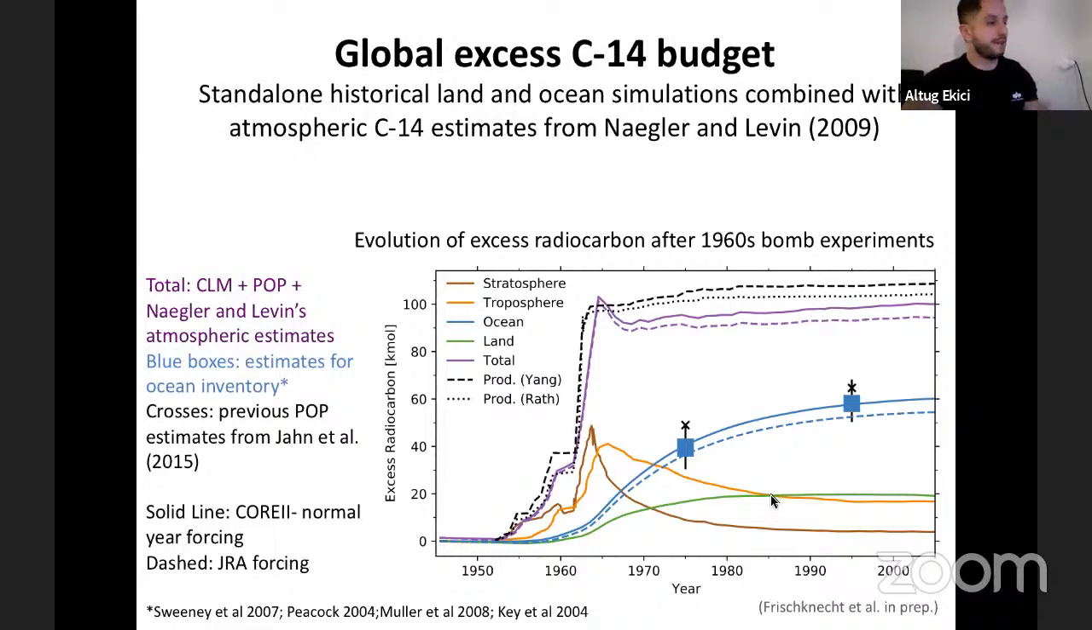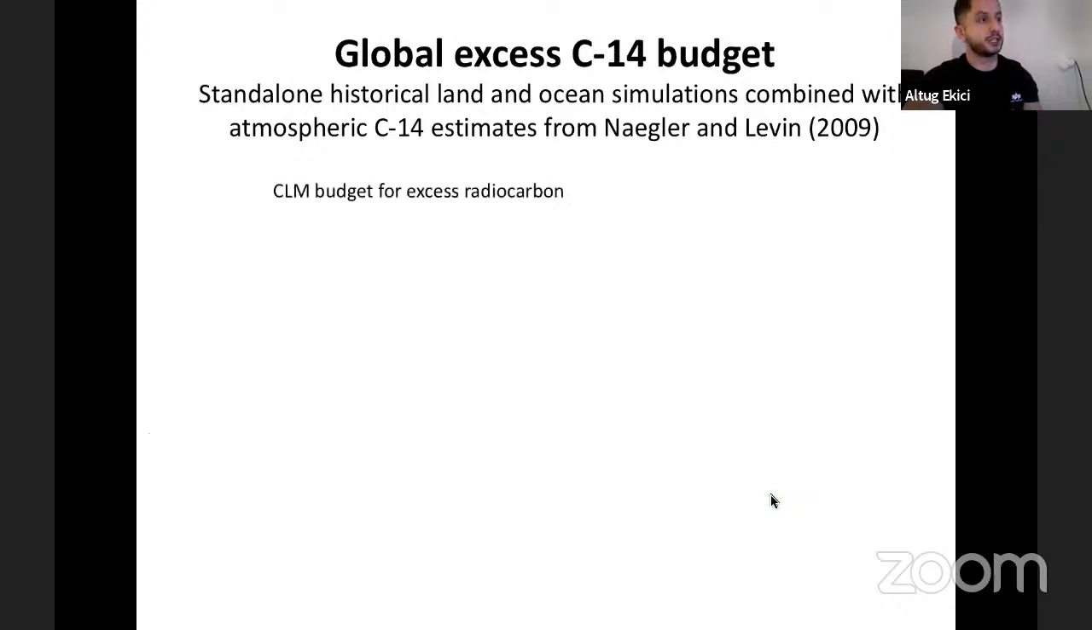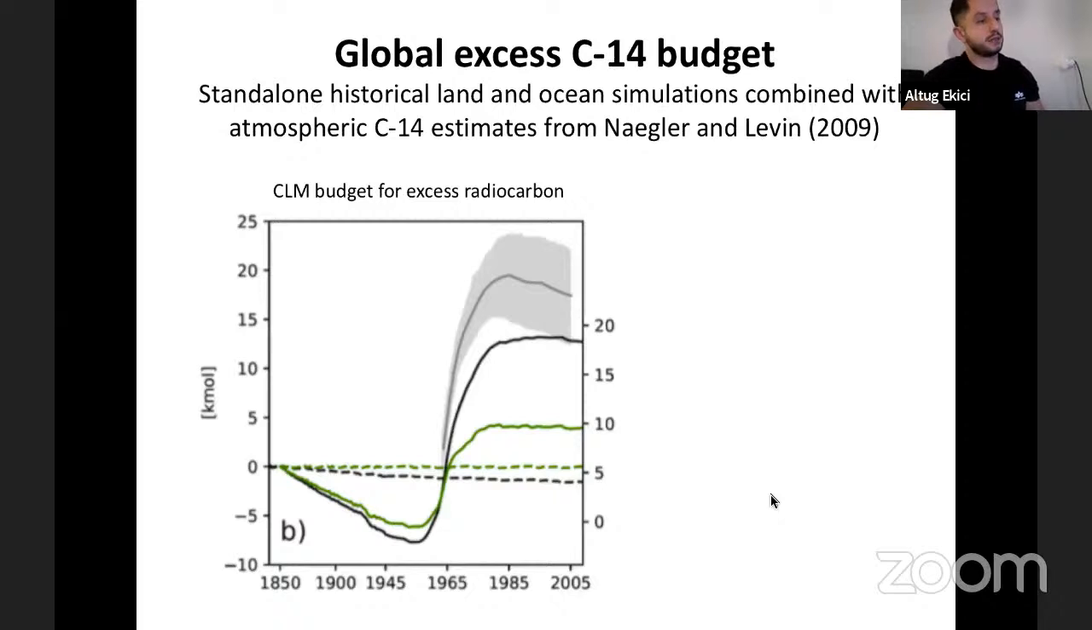For land, I don't have observational data here, but we can show just the CLM offline run. This is from the same study from Tobias Frischknecht. It's another plot. From the 1850s to 2005, this is the excess radiocarbon. The vegetation is shown in the green line, and the total land, vegetation and soil, is shown in the black line. Here again, there's observationally inferred data from Naegler and Levin. We see the observation with the uncertainty. It is over the land estimates.